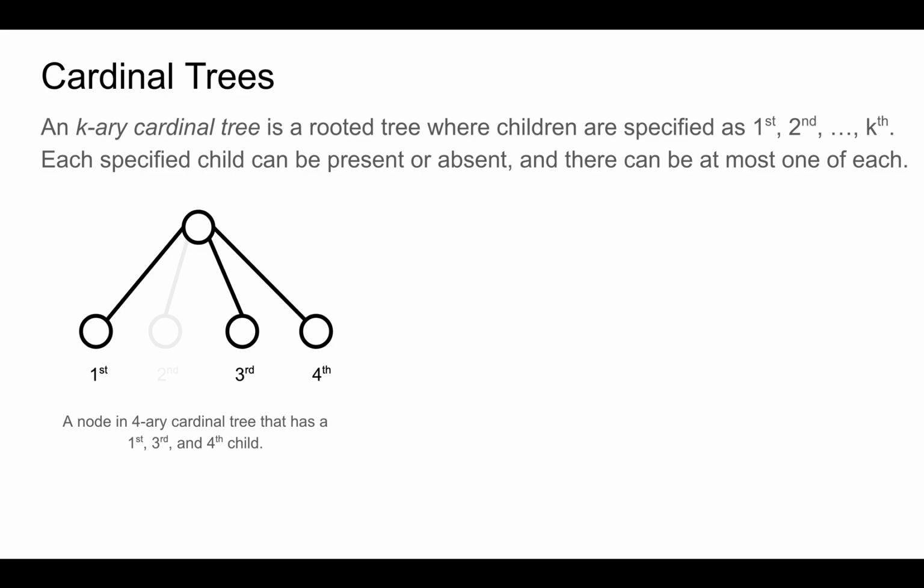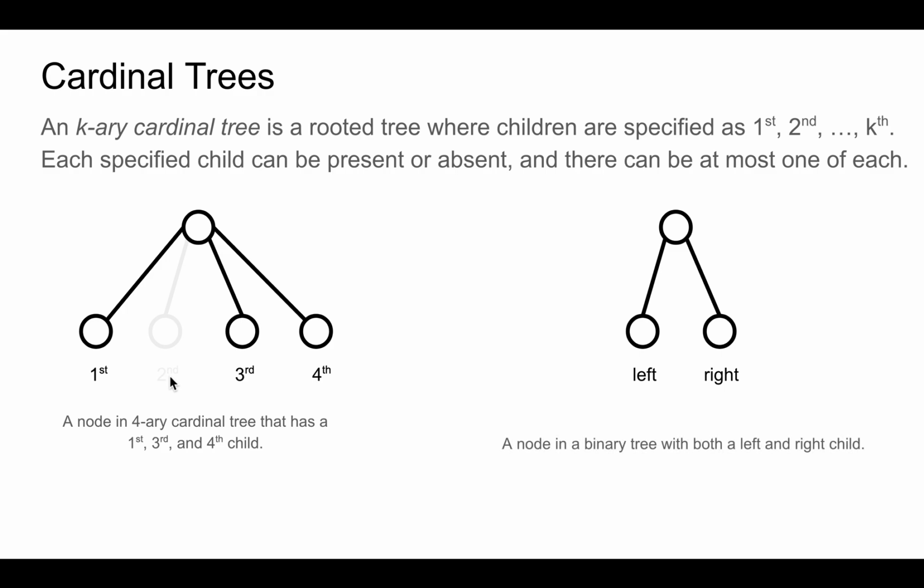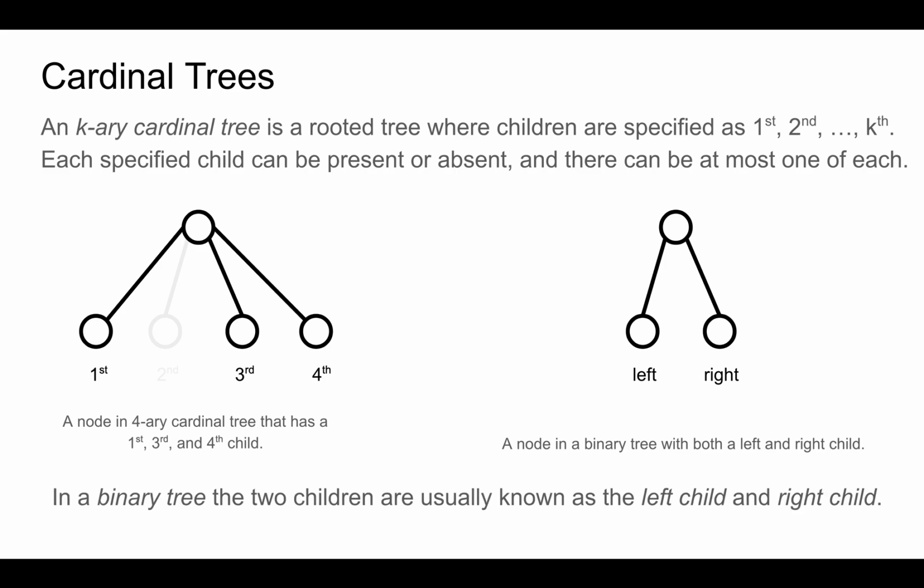In general, there can be cardinal trees. A k-ary cardinal tree is a rooted tree where its children go from 1 up to k, and each specified child can be present or absent, and there can be at most one of each. So this would be, for example, a node in a 4-ary tree or a ternary tree, and it has a first, third, and fourth child, but it's okay that the second child is missing. This is a node in a binary search tree with both a left and a right child. They're called left and right children in a binary search tree because there are only 2, so we can distinguish easily between left and right, whereas we could not in a ternary tree, or a four-ary tree, for example.